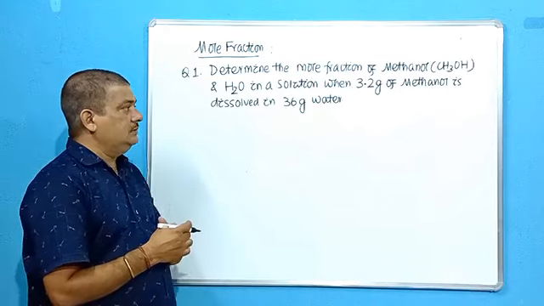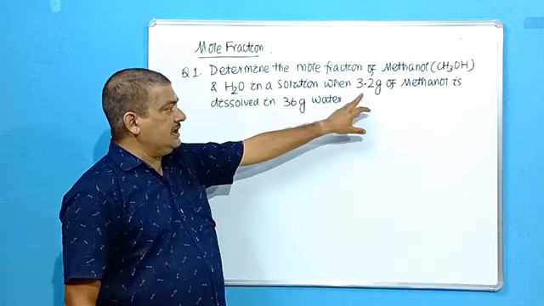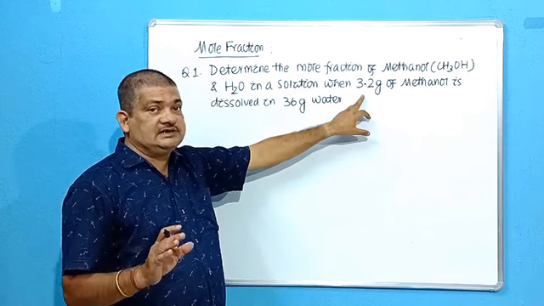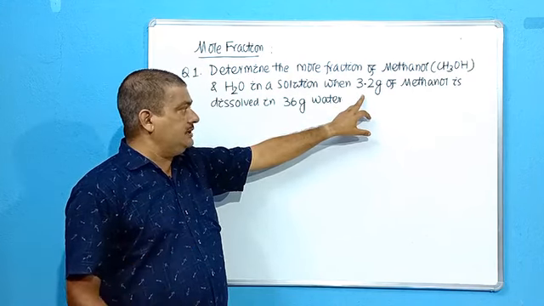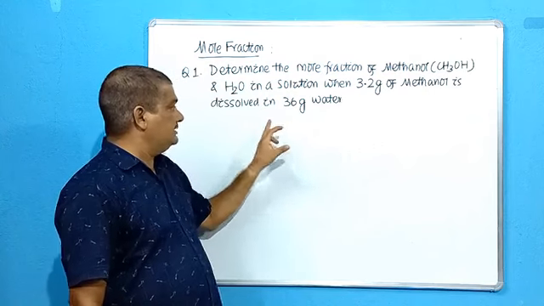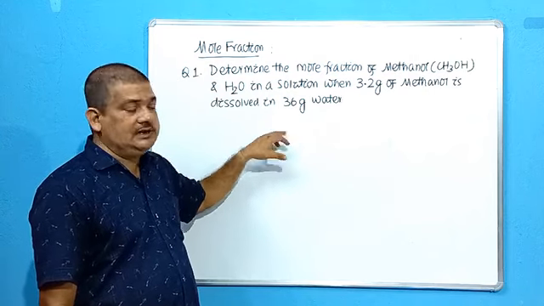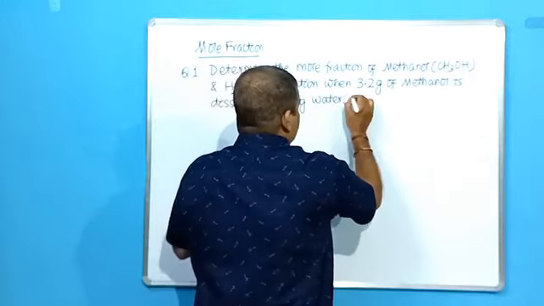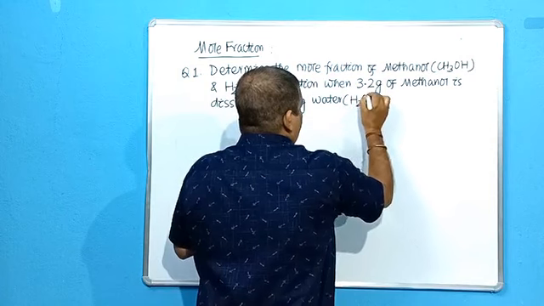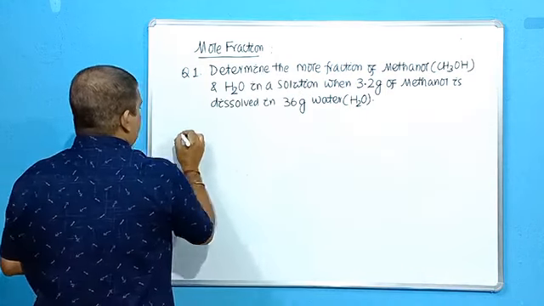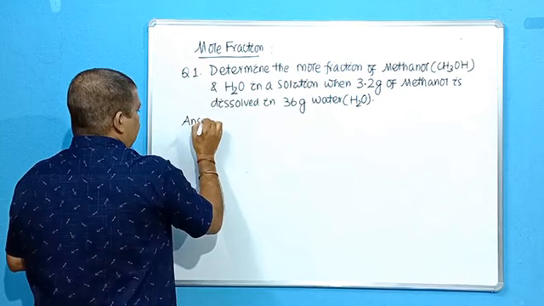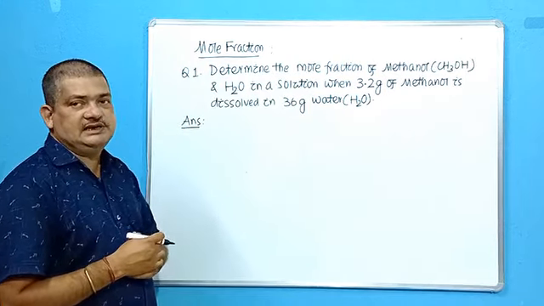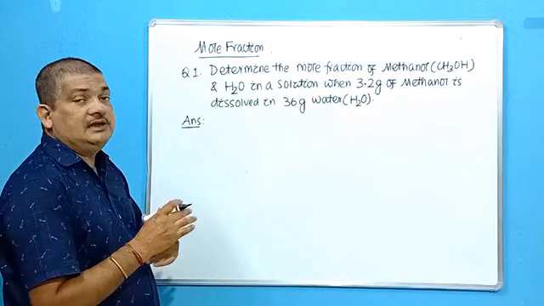From this question, it is clear that methanol is the solute, because whatever is present in lower quantity will be the solute. So what is the solute here? Methanol is the solute. What is the solvent? The one present in excess quantity or higher concentration, that is water here. The water formula you know, H2O. So how to solve this? First we have to find out the number of moles of each component present in the given question.